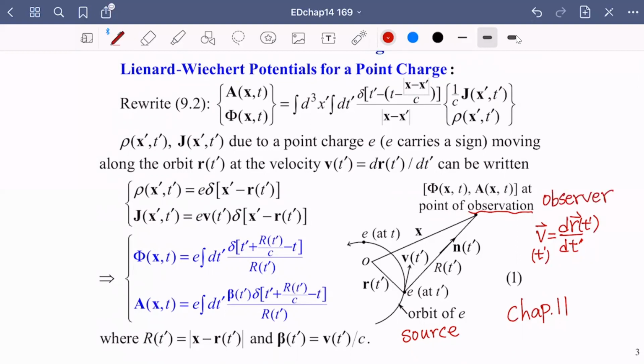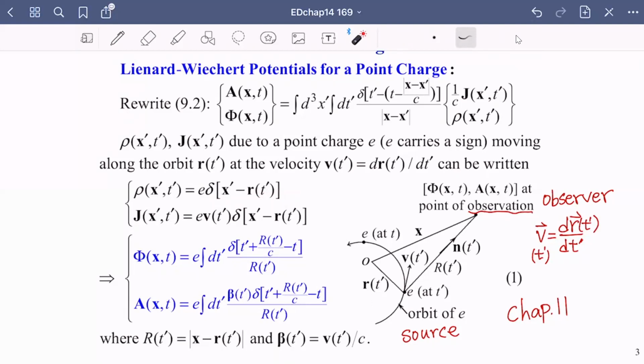Source and observer. Okay, so the delta function is easy. It just indicates that at time t prime, the delta function should be exactly at the orbit. It can be a circular motion or constant motion, it can be any type of motion. But for our convenience, we just draw something like a circular motion.